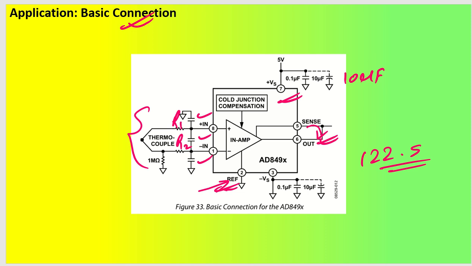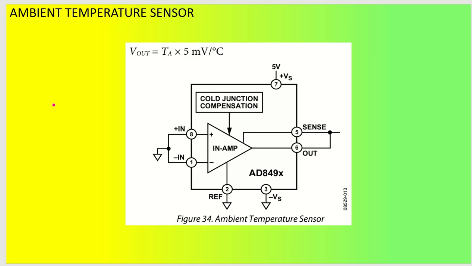Now let us talk about the next thing. Let us say we want to design an ambient temperature sensor, so basically a kind of thermometer or something like that. So what will be the output? The output will be the ambient temperature multiplied by 5 millivolt per degree centigrade.